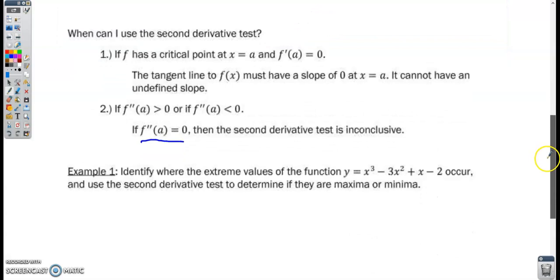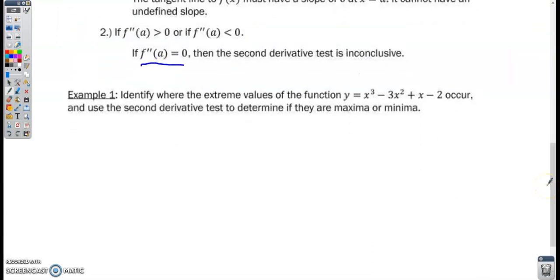All right, example 1. Identify where the extreme values of the function y equals x cubed minus 3x squared plus x minus 2 occur, and use the second derivative test to determine if they are maxima or minima. The first thing I'm going to do is take the derivative of this function, y prime. It's going to be 3x squared minus 6x plus 1. And I'm going to go ahead and take the second derivative as well. The second derivative is y double prime equals 6x minus 6.